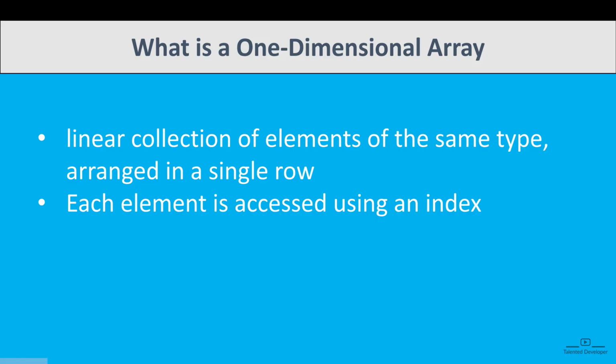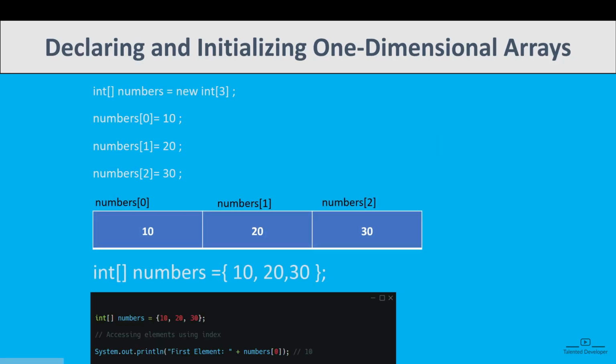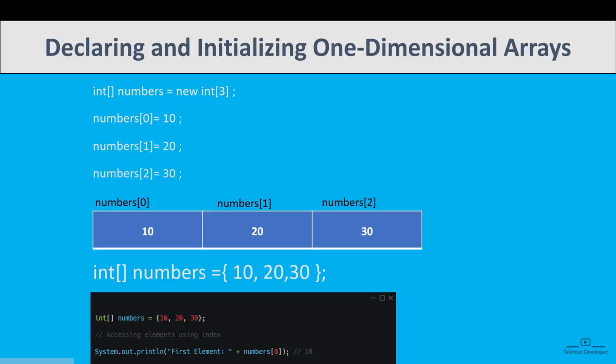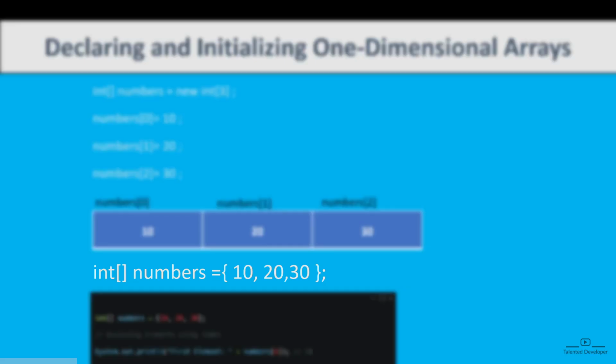So declaration and initialization we have already learned in the last video. So again we are going to follow same thing. So how you can declare and initialize one dimensional array. To create a one-dimensional array, you first declare its type and the size. You can also initialize with its value directly like this.